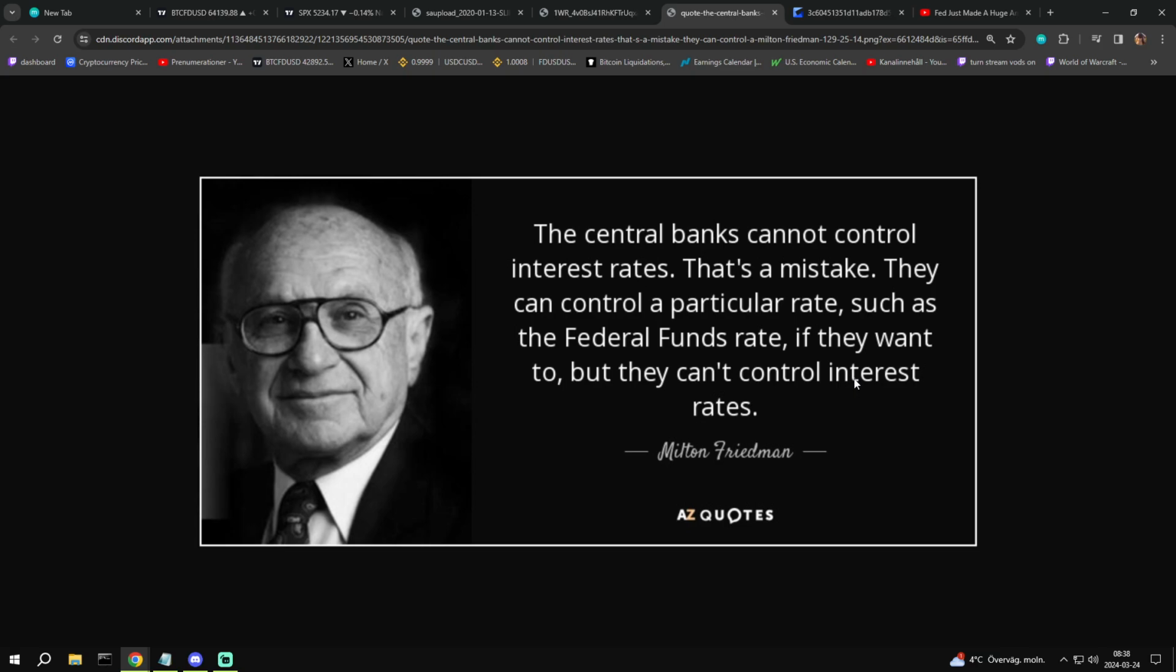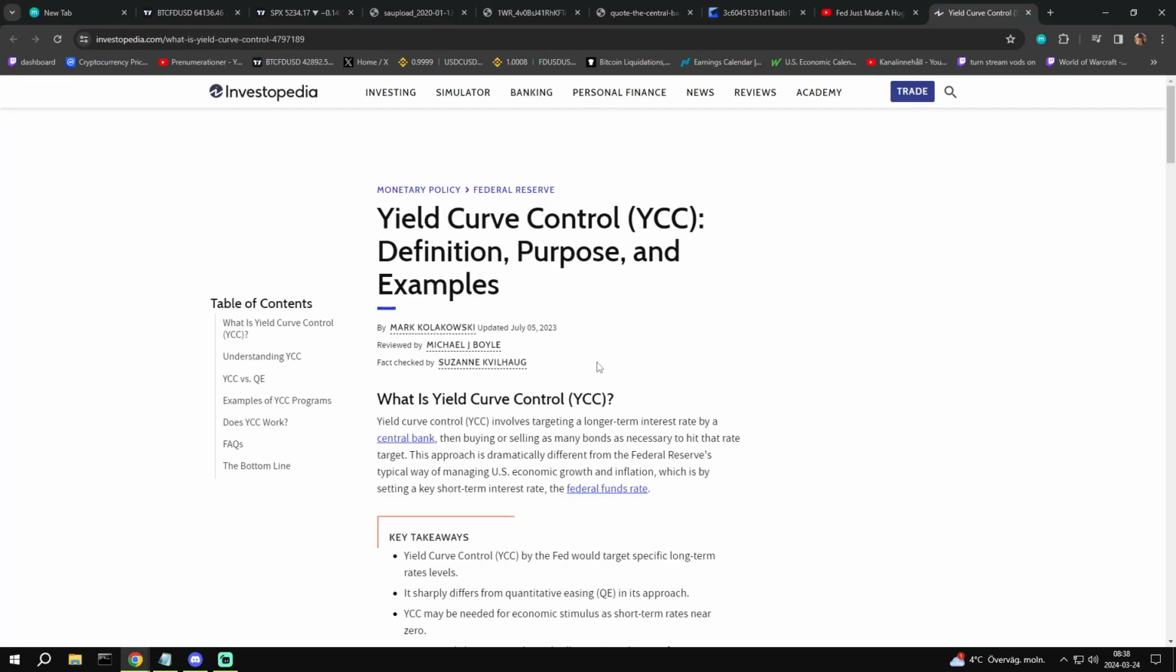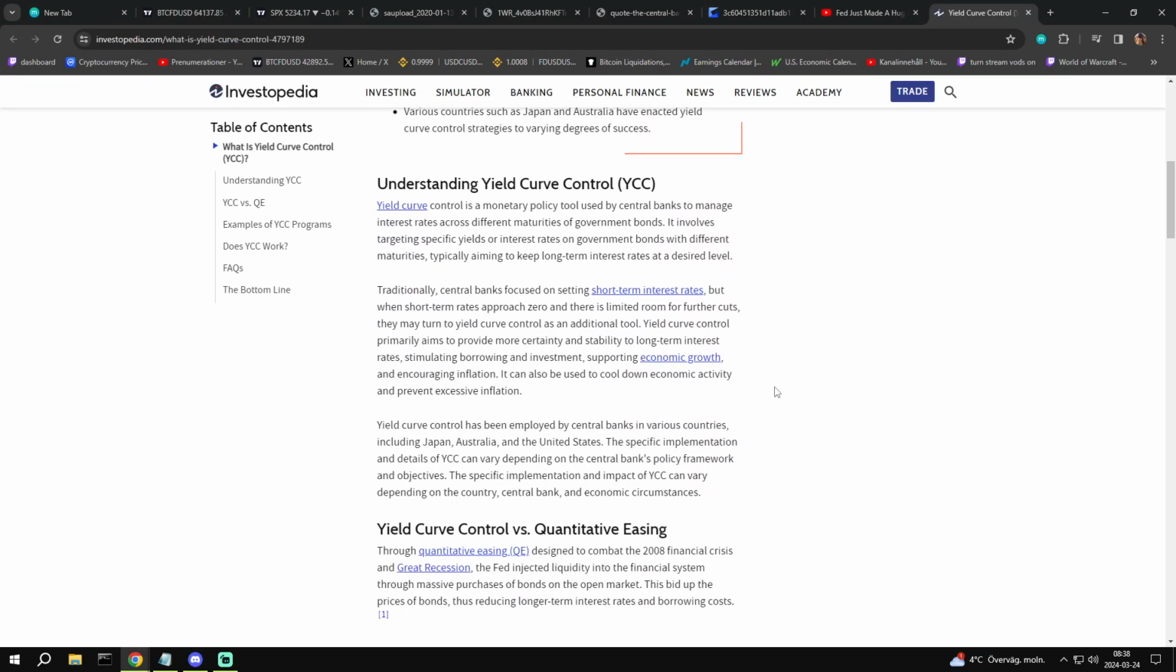They have quantitative easing, which is going and buying treasuries and or mortgage-backed securities off of other banks' balance sheets, and yield curve control. They are 2 different things. And again, if you want to read what the difference is between the two: yield curve control is a monetary policy tool used by central banks to manage interest rates across different maturities of government bonds. It involves targeting specific yields or interest rates on government bonds with different maturities, typically aiming to keep long-term interest rates at the desired level.